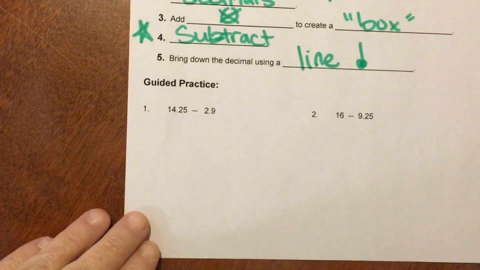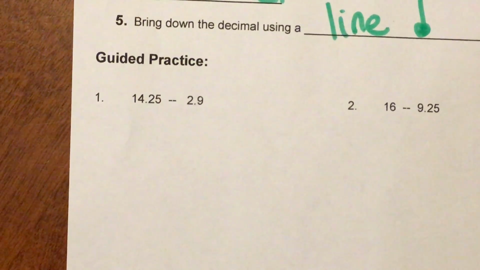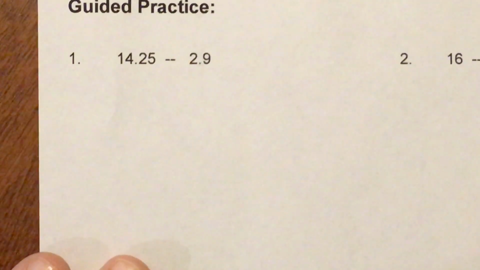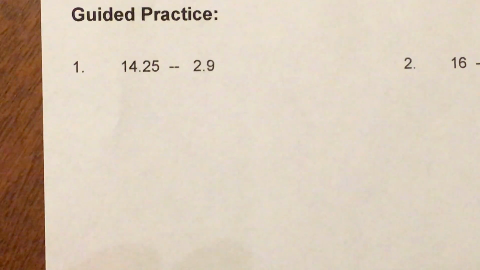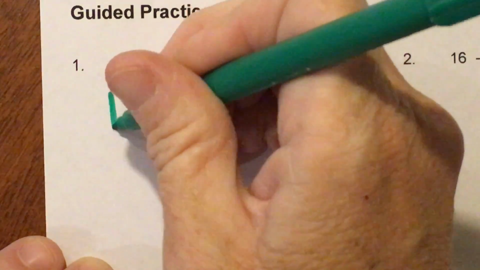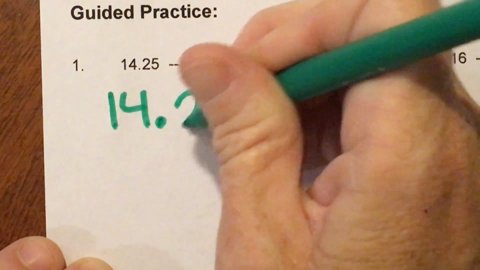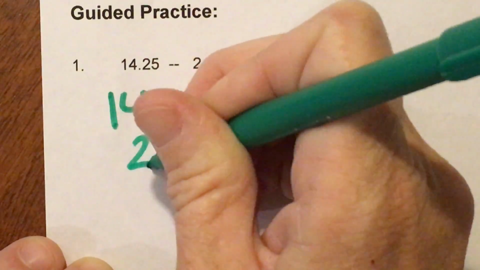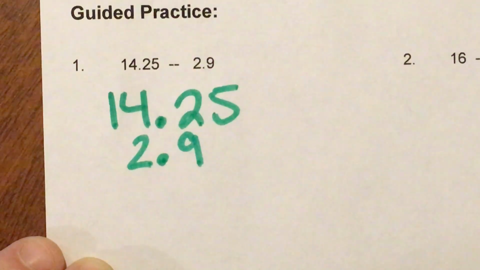Okay, my first one looks like this. Step one says add a decimal to the end if needed. They both have a decimal, so I'm good. Step two is set up my problem vertically, being sure to line up my decimal.